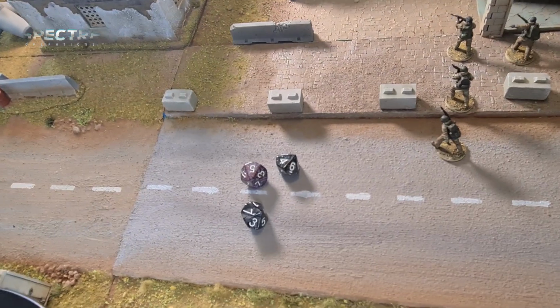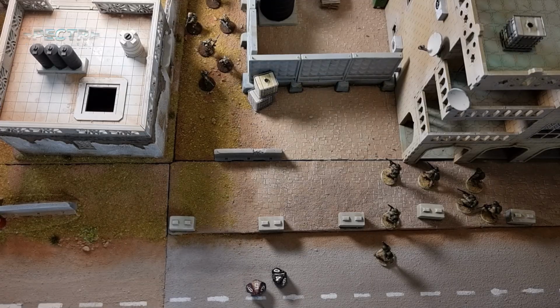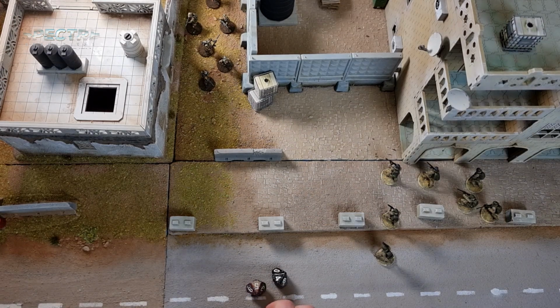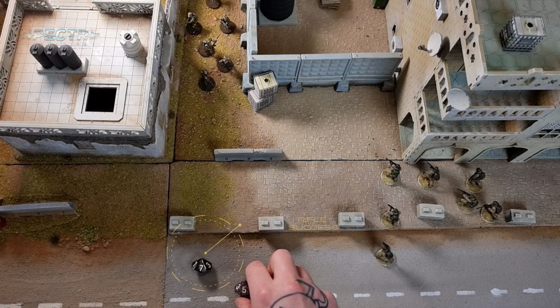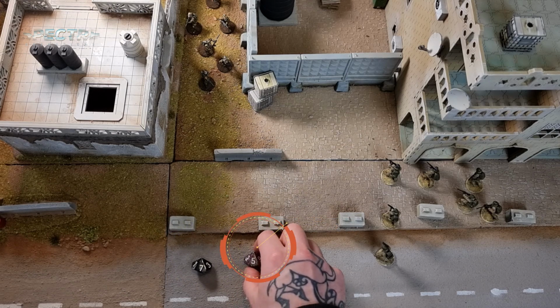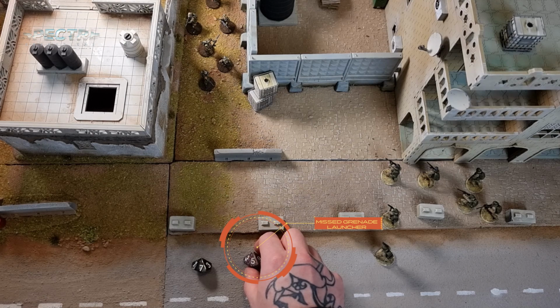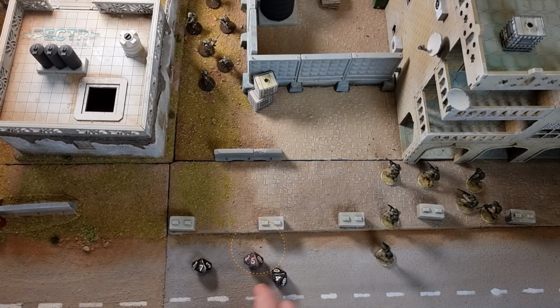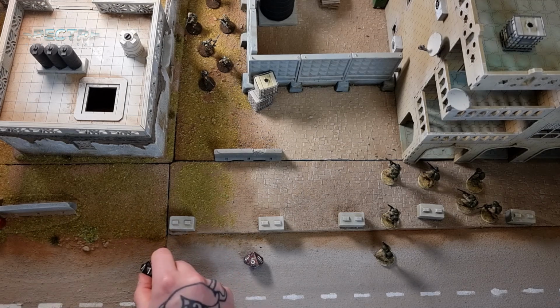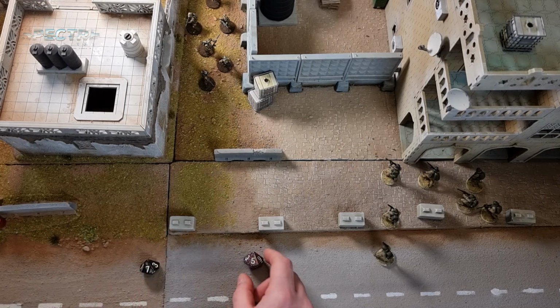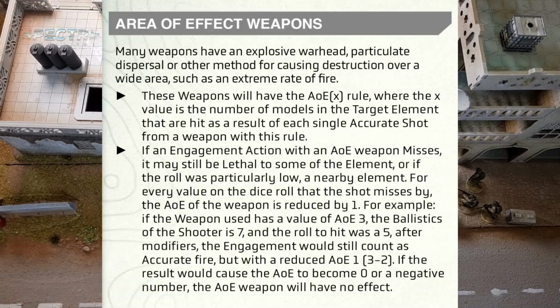We score 1 hit with a rifle and then 1 miss with the grenade launcher. AoE weapons work a little differently, and a miss is still likely to cause an effect on a target element due to its blast. We'll put this dice aside for one moment and explain how AoE works. If we had scored a hit with the AoE weapon, as many models would be hit as the AoE value of the weapon being used. For the grenade launcher, that's an AoE 3.